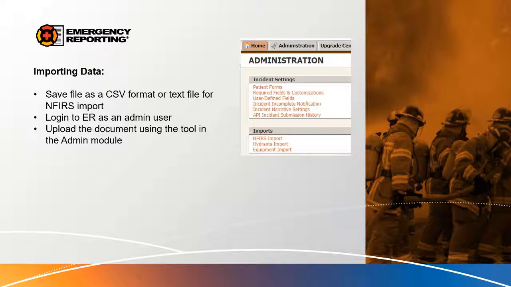If you guys are wanting to do your own imports, I have a screenshot listed to the right here, which shows what's available to you. That's listed in the administration module. You would need to have admin access to your account, and then you would click on whatever import you're looking to do. If you're looking to import NFIRS data, that would need to be a text file. Or if you're looking to import hydrants or equipment, then it would be your Excel file saved as a CSV format.